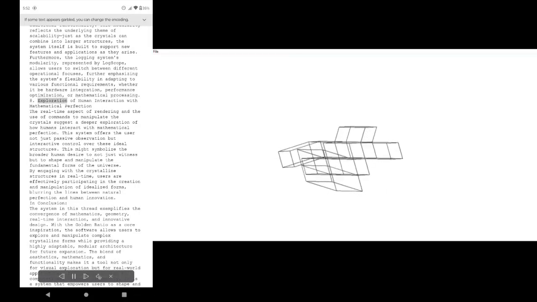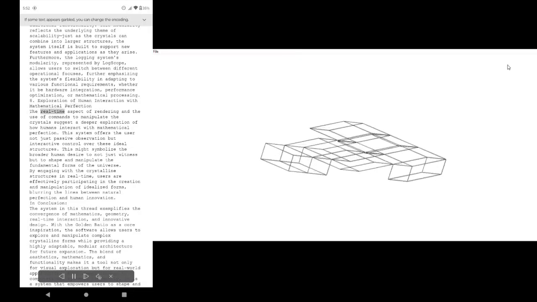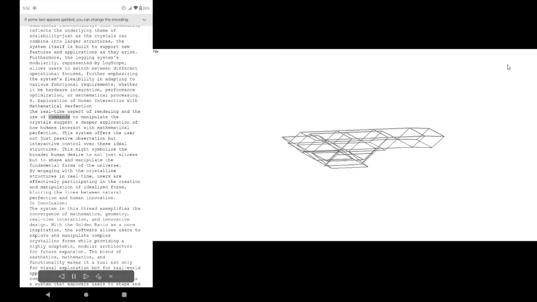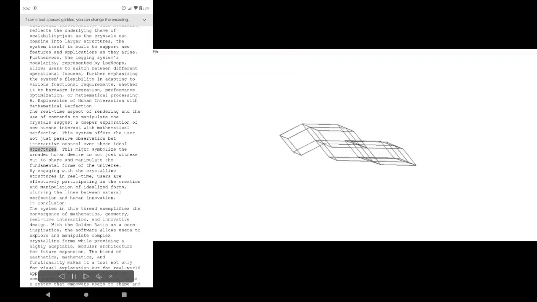8. Exploration of human interaction with mathematical perfection. The real-time aspect of rendering and the use of commands to manipulate the crystals suggest a deeper exploration of how humans interact with mathematical perfection. This system offers the user not just passive observation, but interactive control over these ideal structures.